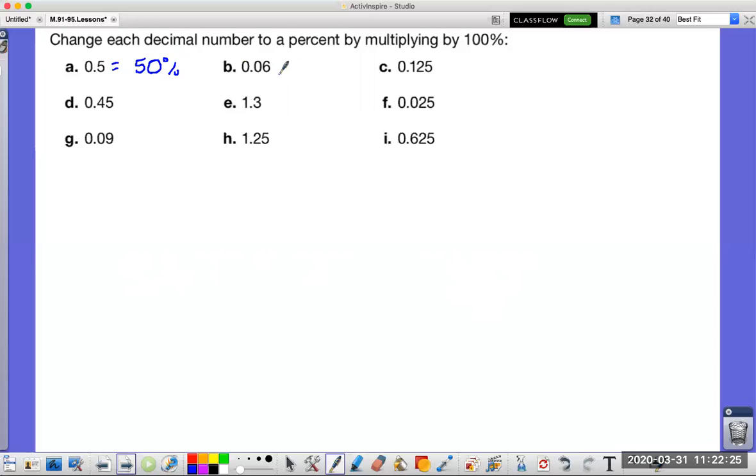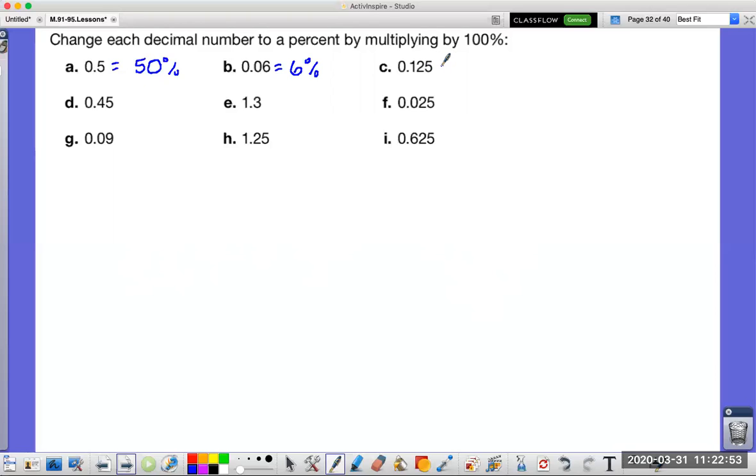Letter B, what about 6 hundredths as a percent? Again, I start with 6. I notice that it's actually 2 spaces, so I go 1, 2. This is where the decimal is going to be. This is my percent symbol. That's the answer, 6%. Letter C, what about this one?